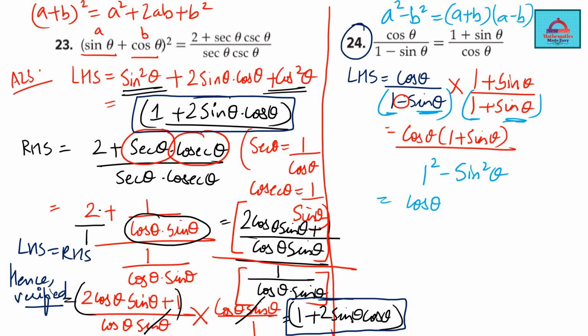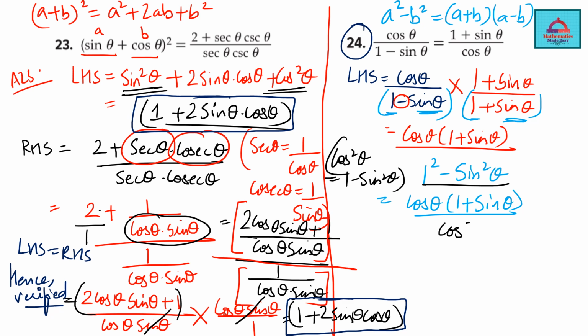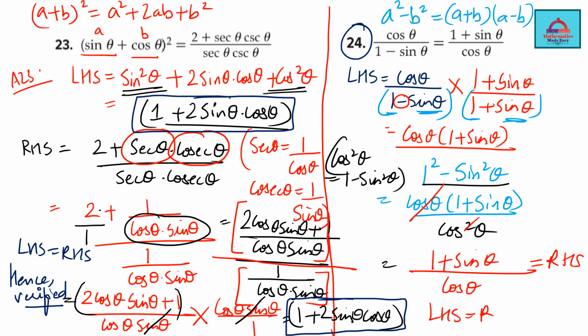Let's see what we get. In the numerator, I have cos theta multiplied with 1 plus sine theta. And in the denominator, I'm directly applying Pythagorean. You know by Pythagorean that cos square is 1 minus sine square theta. So I'm going to replace this with cos square. Now it's quite easy to understand that 1 cos theta is going to cancel, but I'm still left with 1 cos theta in the denominator. And this is exactly what I wanted in my right side. So left hand side equal to right hand side, and hence we have verified.